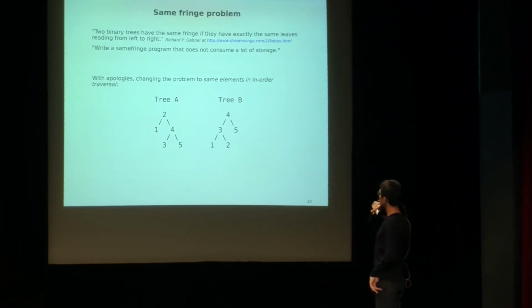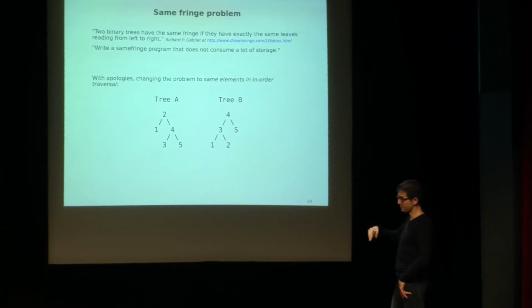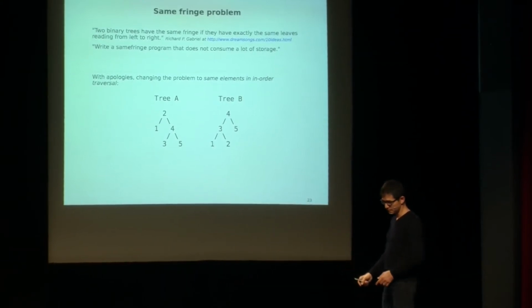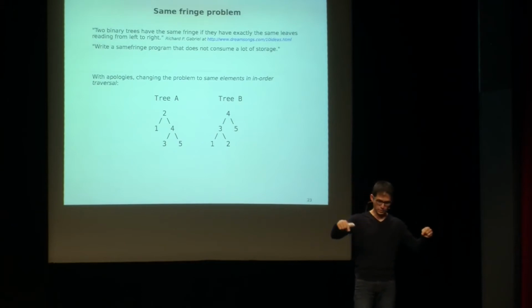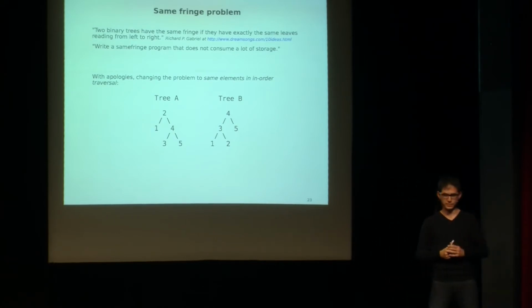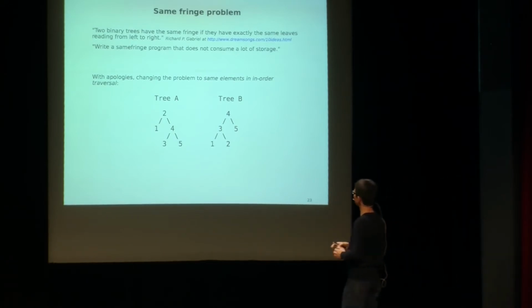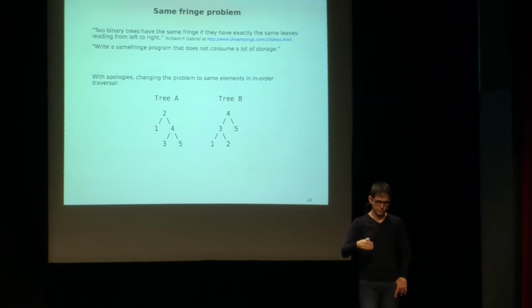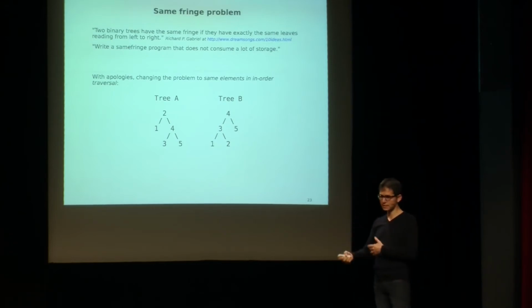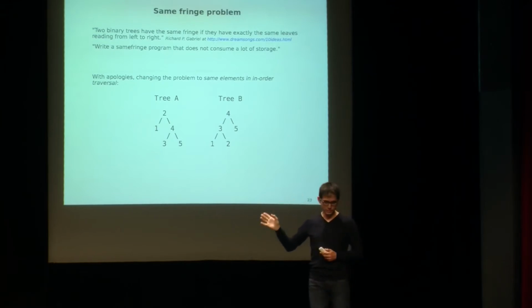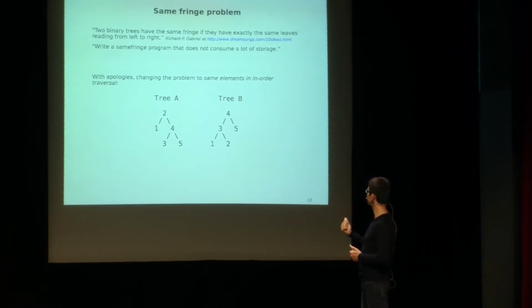There are two binary trees. Tell me if they have the same fringe, which means if they have exactly the same leaves reading from left to right. So I have two trees. I need to iterate them one by one. And as soon as I see a mismatch, I will say they don't have the same fringe. But I'm simplifying it a little bit and say, let's change the problem to, we have two trees, and let's traverse them in order and see whether they have the same elements or not, in order. They need not be a search tree, so the numbers may be in different orders. So if I've drawn this correctly, these two have the same in-order elements.